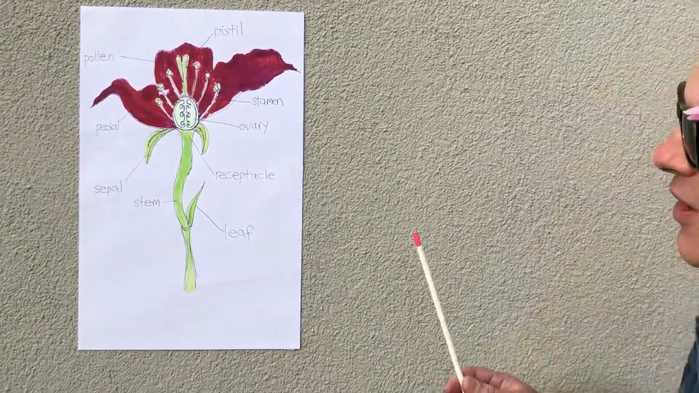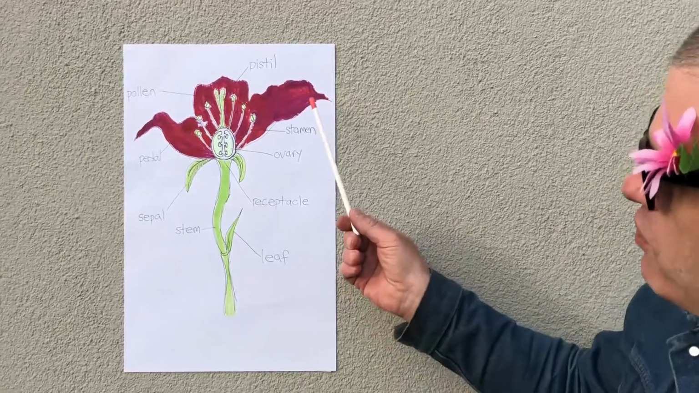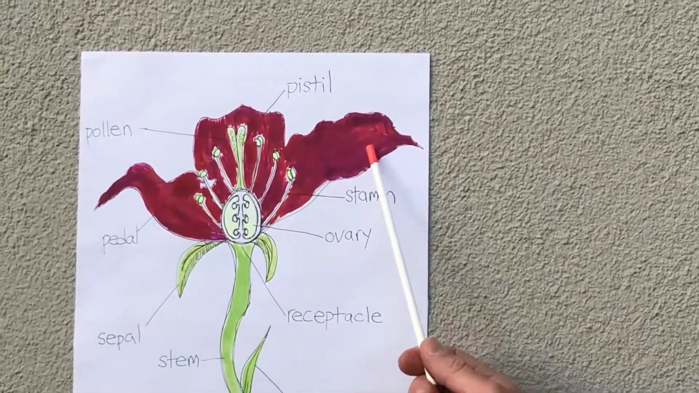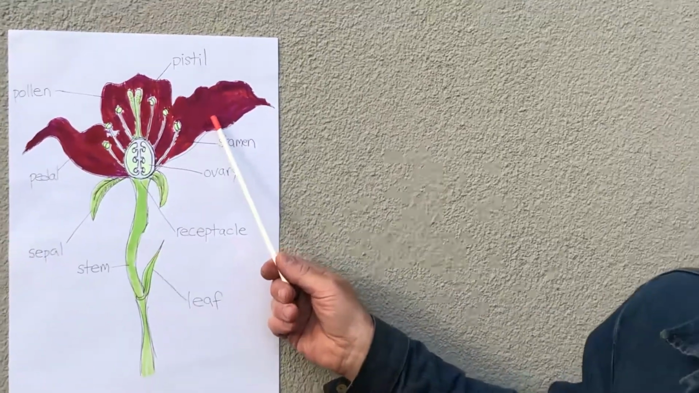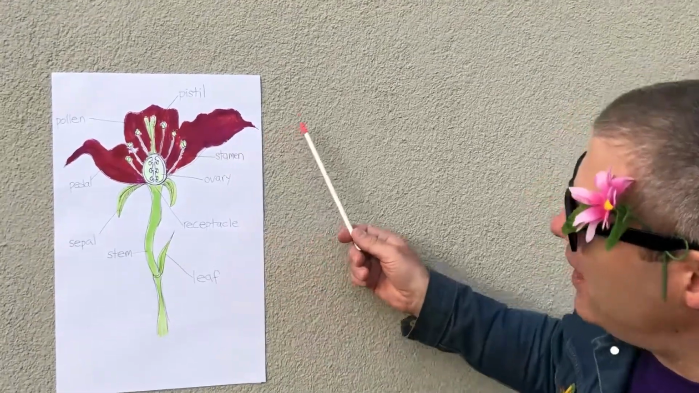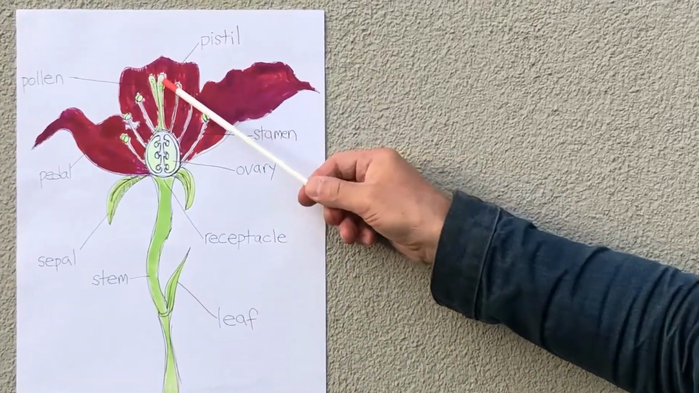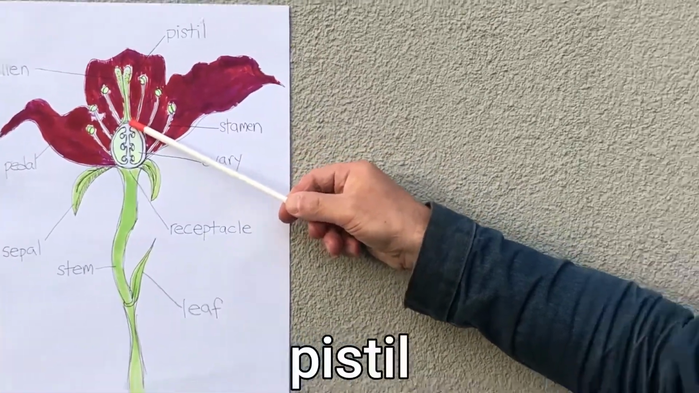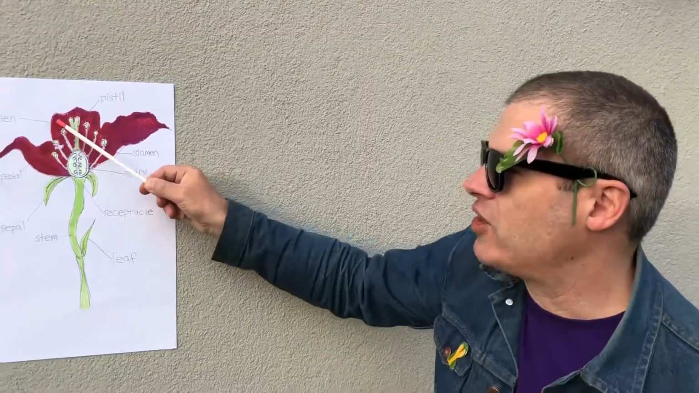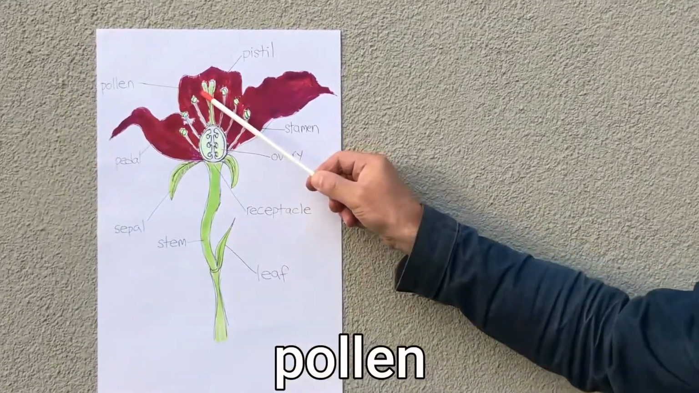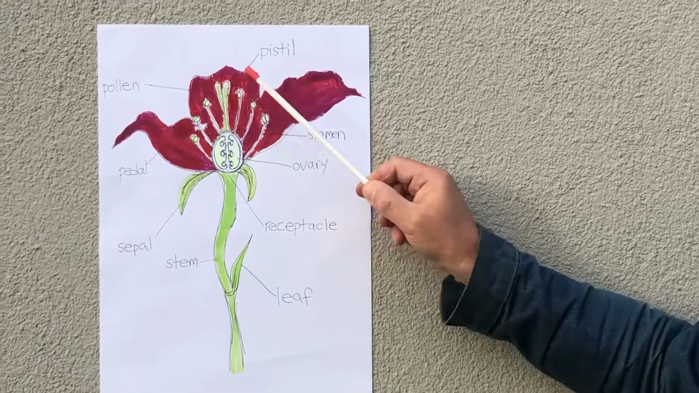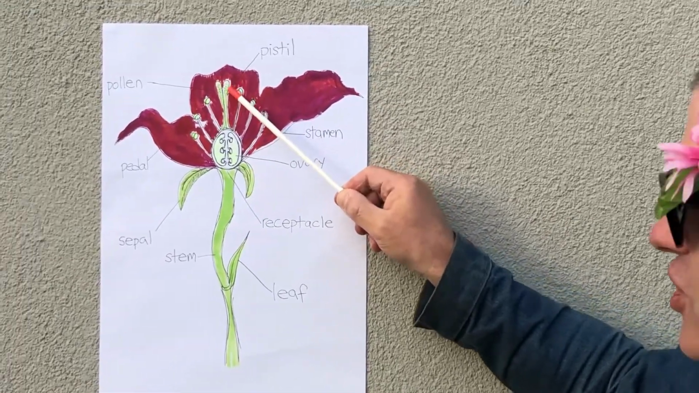Check it out. First of all, we've got this part that you know, the petals. The petals are very colorful. We'll talk about what that means in just a minute. Then we've got this part here. This long part is called the pistil. The pistil is where the pollen is going to collect. The pollen are those tiny dots, and the pollen is important. We'll talk about that in just a second.